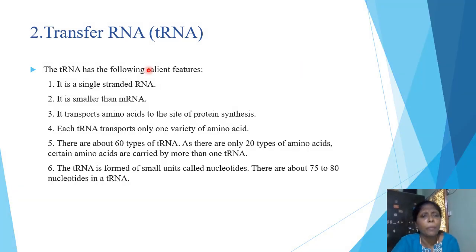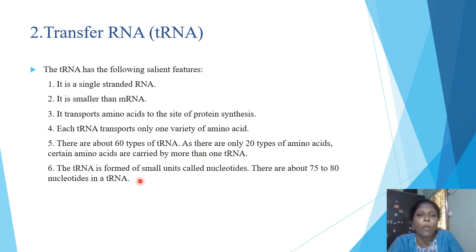So, number one, the tRNA is a single stranded RNA. It is smaller than mRNA. It transports amino acids to the site of protein synthesis. Each tRNA transports only one variety of amino acid. There are about 60 types of tRNA, though there are only 20 types of amino acids. Certain amino acids are carried by more than one tRNA. So it is quite interesting that there are 60 types of tRNA, but only 20 types of amino acids in our body. So each amino acid is carried by more than one type of tRNA.